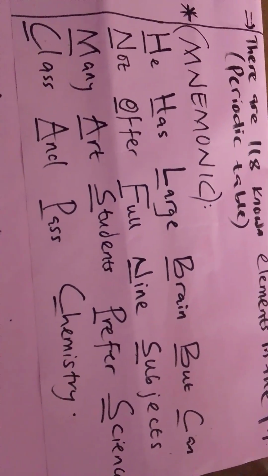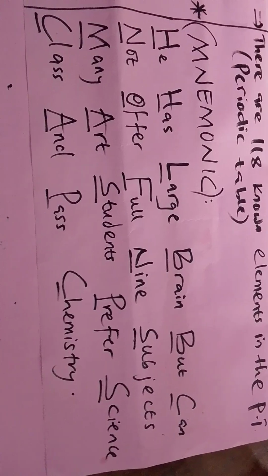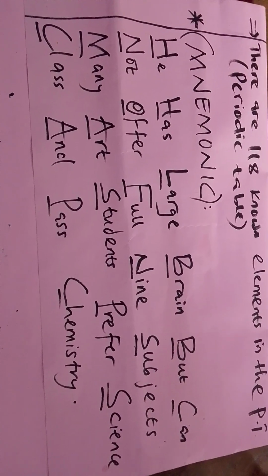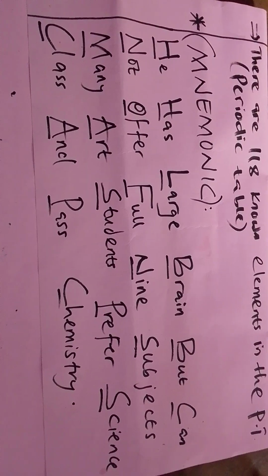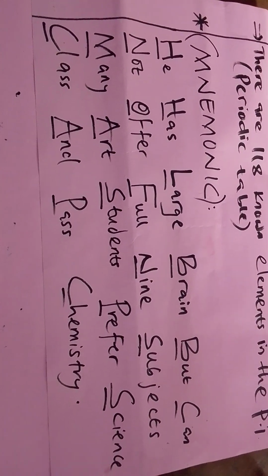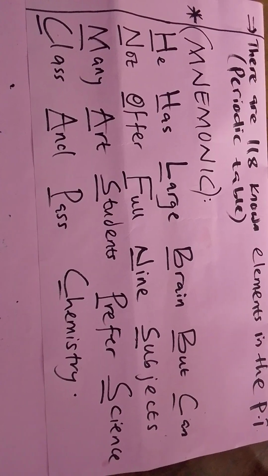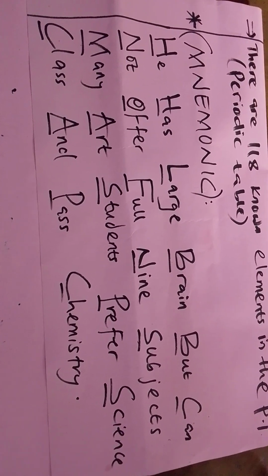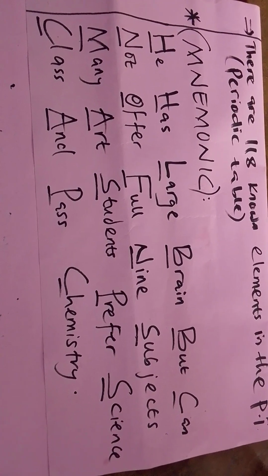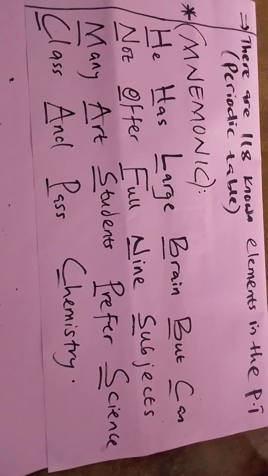Welcome back to our second class. In our previous class, we discussed the introduction of chemistry, and also we started talking about elements, and we later highlighted some things that we are going to discuss in today's class. Now, let's kick off. How many elements are in the periodic table? There are 118 known elements in the periodic table.